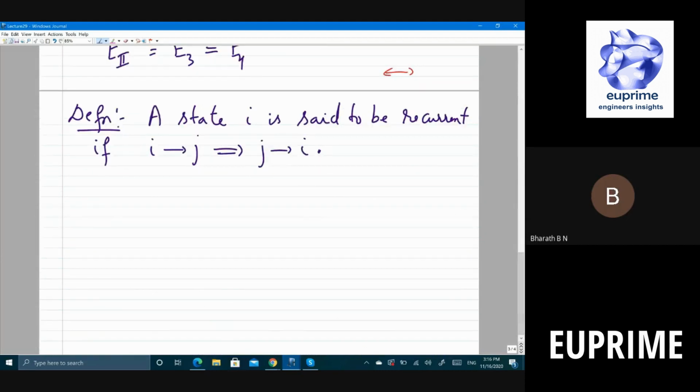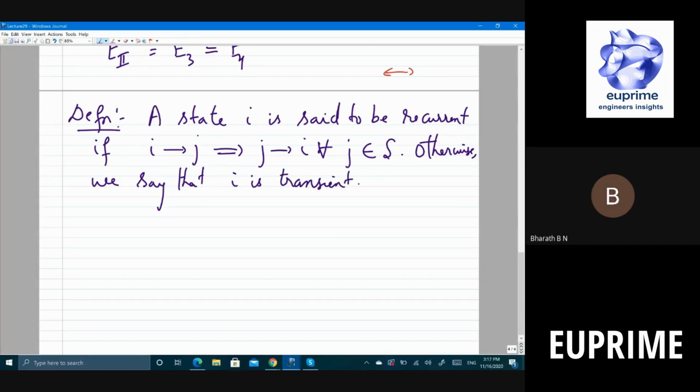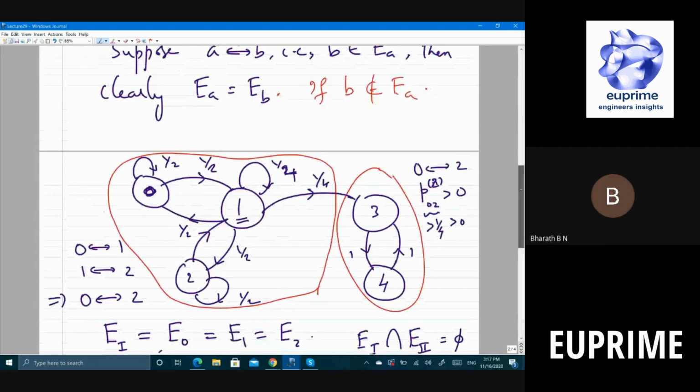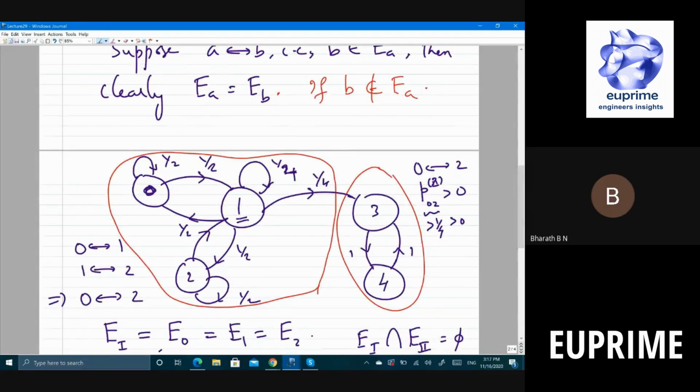So I is said to be recurrent if I communicates with J implies J communicates with I, and this is true for all J in the set of states. Otherwise we say that I is transient. Why is this transient? For example, if you are at 1, there is a chance that you will never come back to 1. You'll go to 3 and you are stuck there.